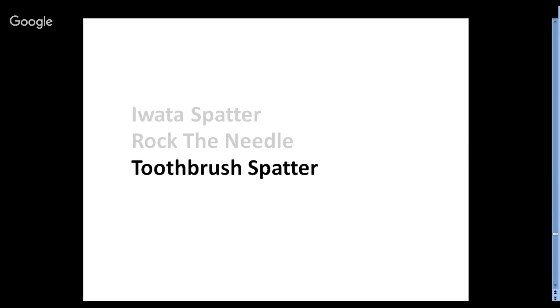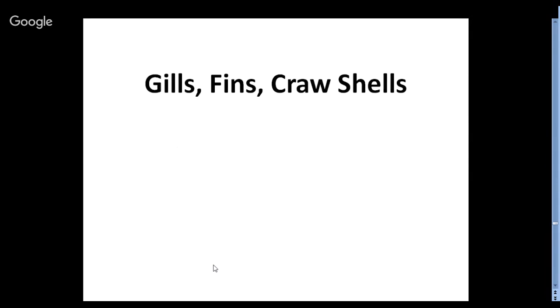So what I'll do now is just play a quick video on how to paint speckle and stipple, and then we'll go on to some other effects as well. Oh, sorry, hang on, let me just go through the presentation a bit further. Yeah, so I'll do the speckle and stipple, we'll come back to the gills, fins, and craw shells.